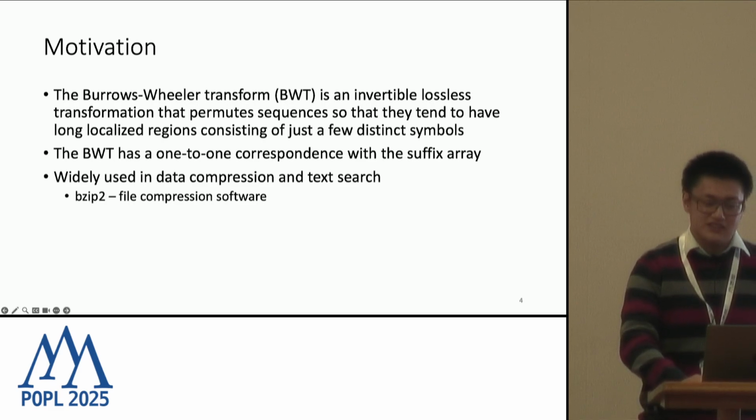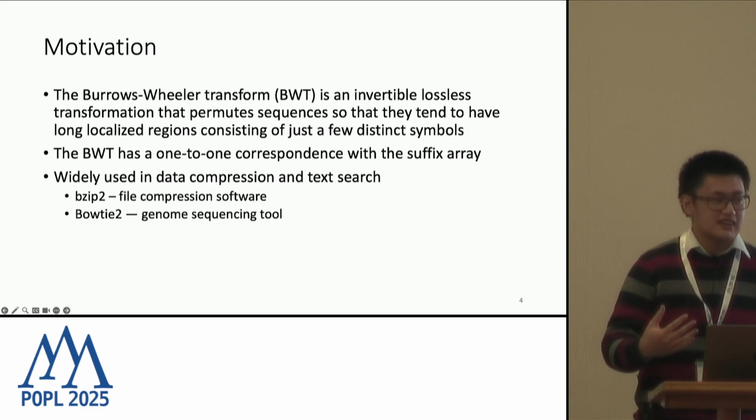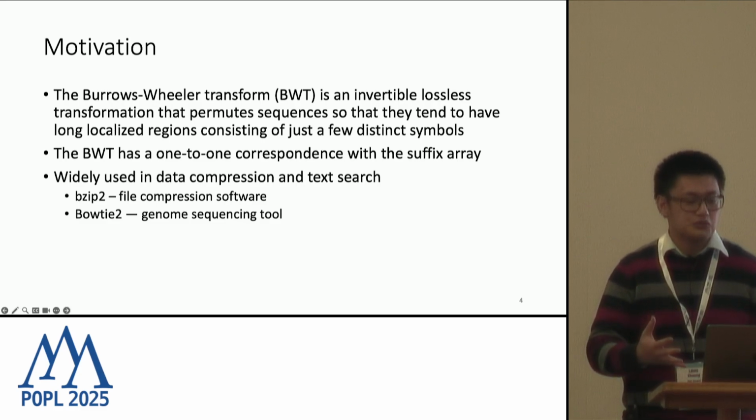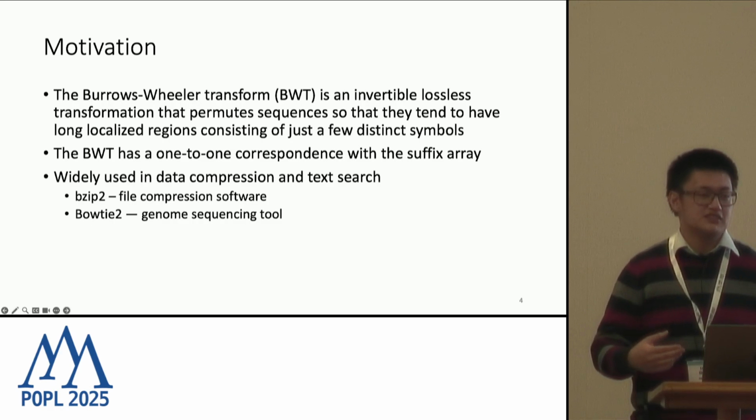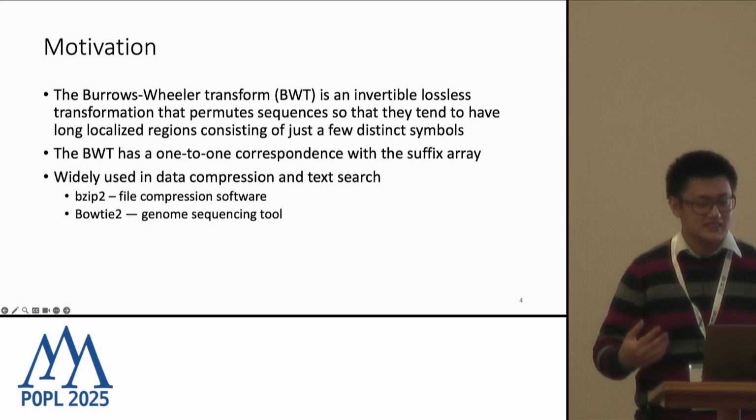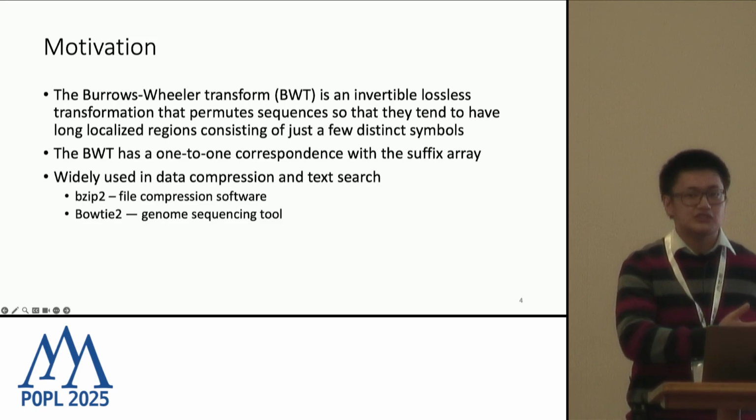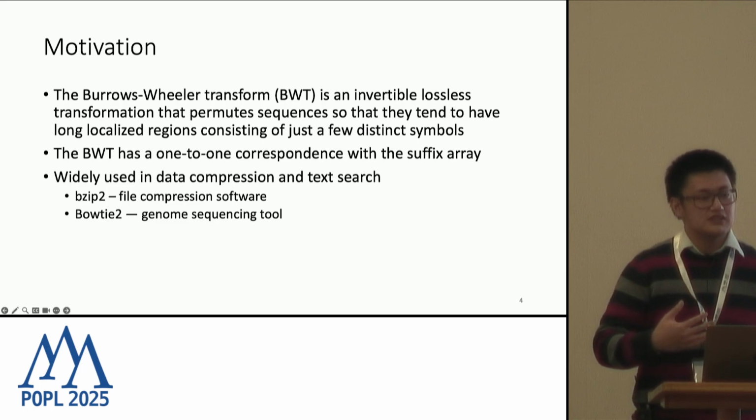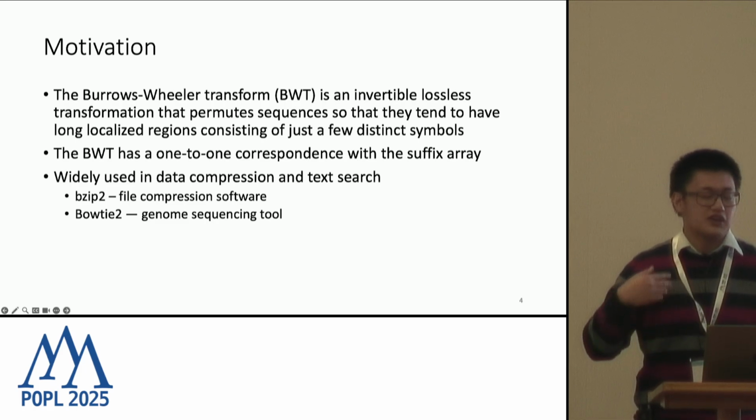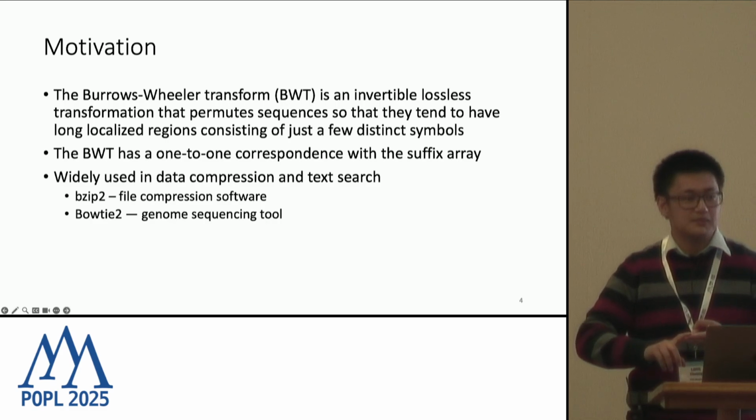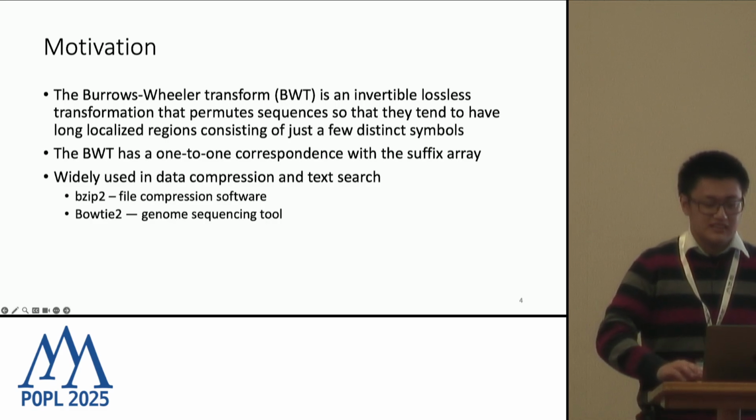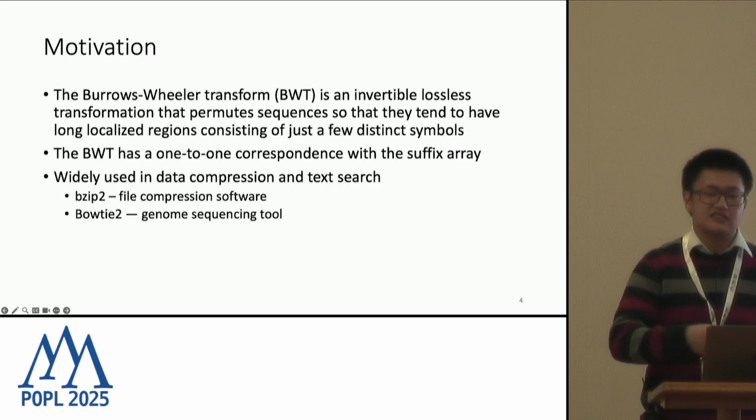Another tool, which is a bit more domain specific, is called Bowtie2, a genome sequencing tool which is widely used in medical research and diagnosis. For this particular tool, the Burrows-Wheeler transform is used to transform a DNA sequence so that it can be both compressed and searched at the same time. Now, these are just a few examples, but there's plenty more.